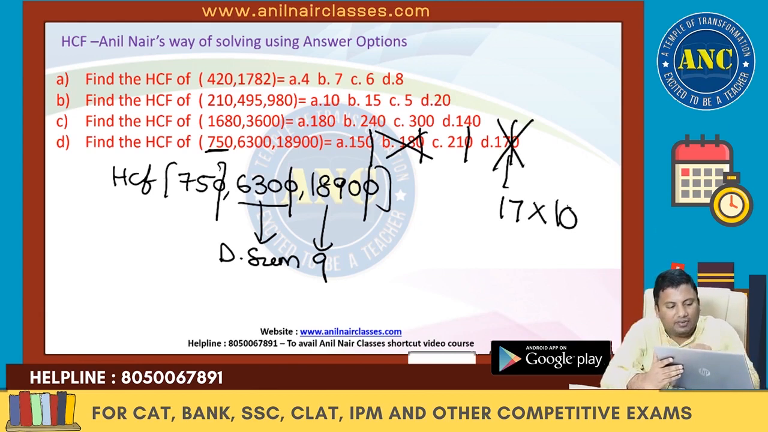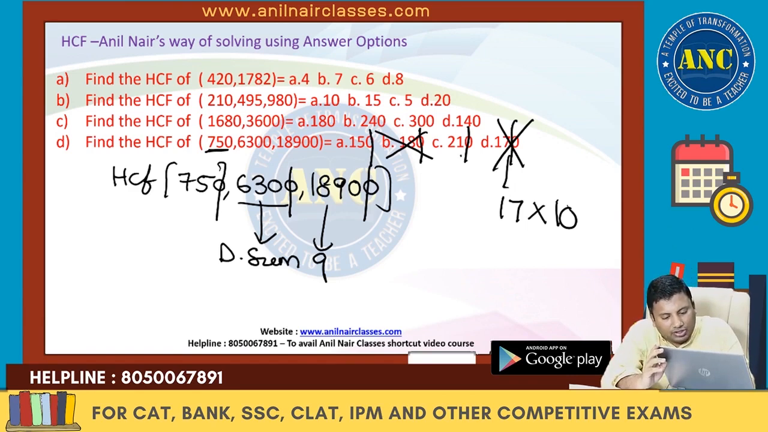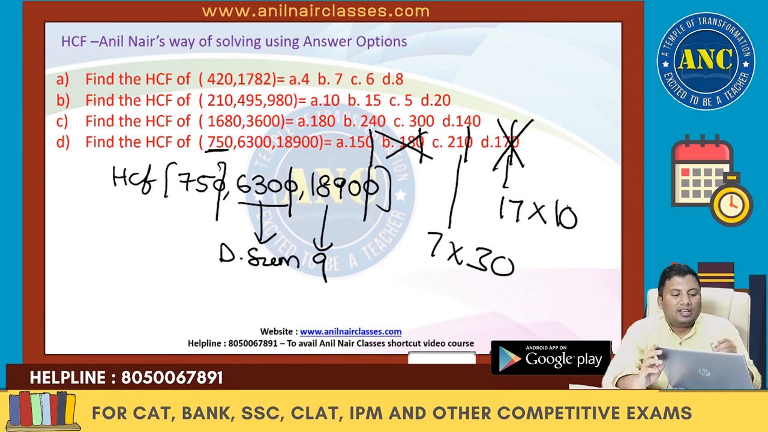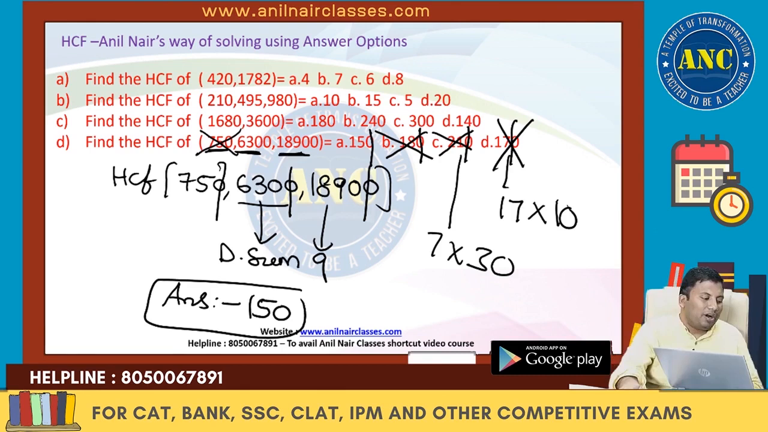170 is 17 into 10. 750 is not divisible by 17, right? These are out. Next one. 210 is 7 into 30. This is divisible by 7, this is divisible by 7, but 750 is not divisible by 7. 210 is out. Answer is 150. I hope it is clear.